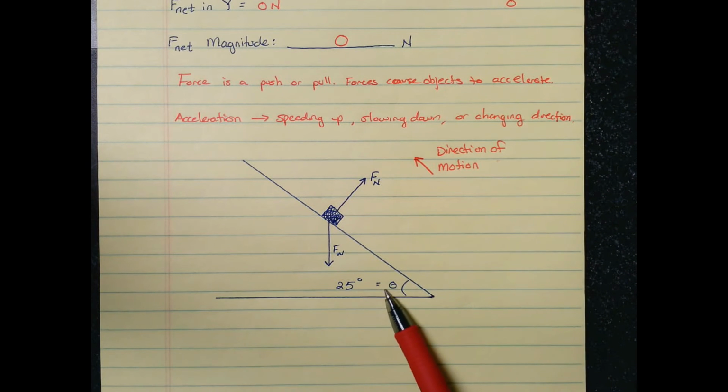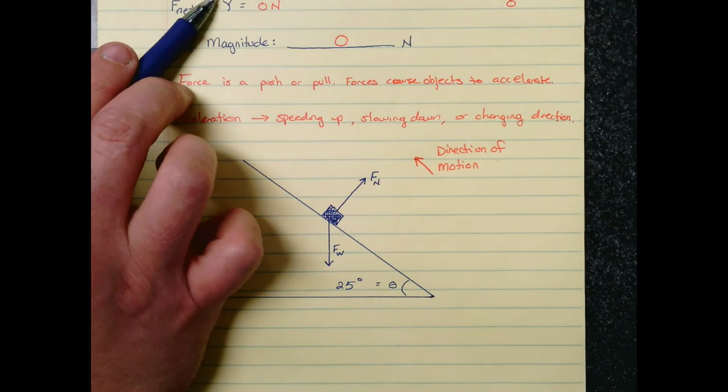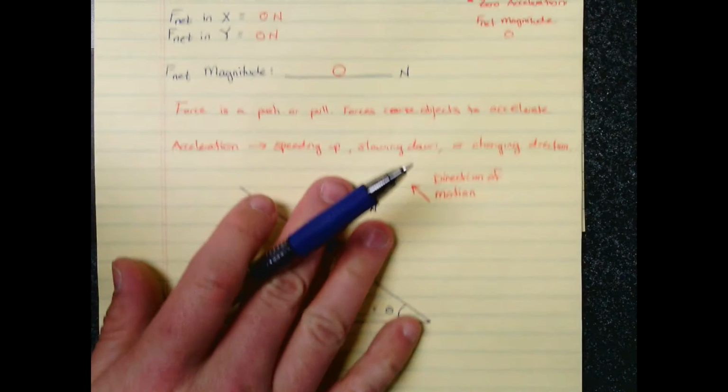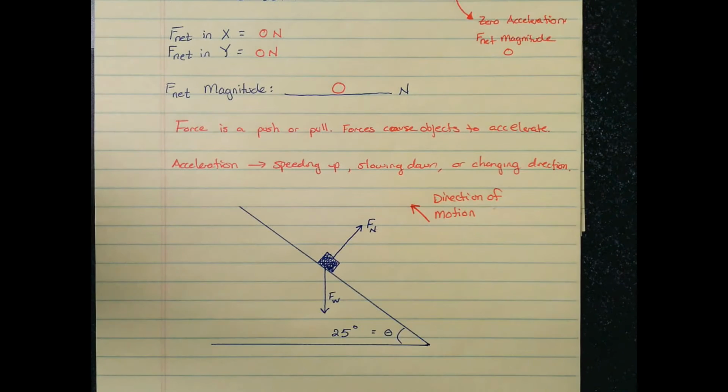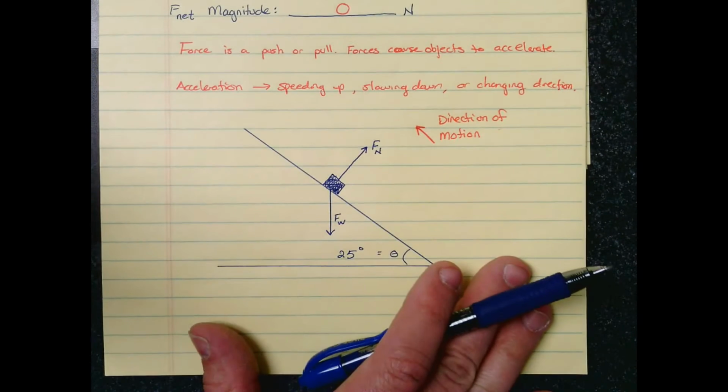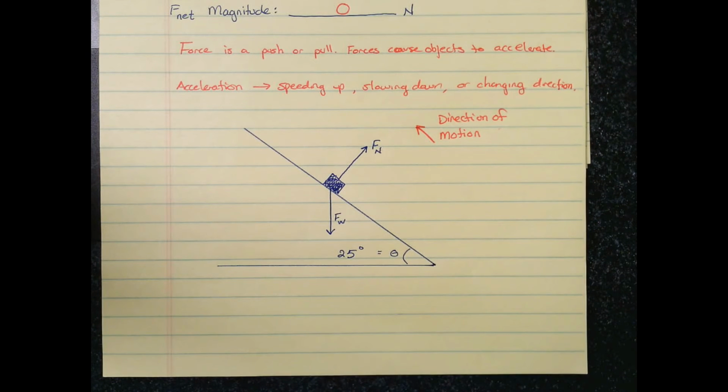So I have the direction of motion, my normal force, the force of gravity, and I have my 25-degree incline. Now, when we are talking in a problem about using X and Y, those have to be defined. And in a problem that is slanted like this, that is a very hard thing to do. So one of the things you have to do is define X and Y coordinates.